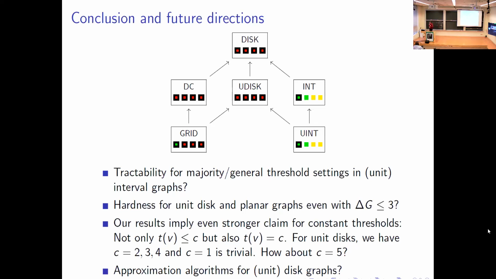And as the problem is hard to even approximate, a natural question is whether maybe the class of unit disk graphs allows for some efficient approximation with some provably good ratio.